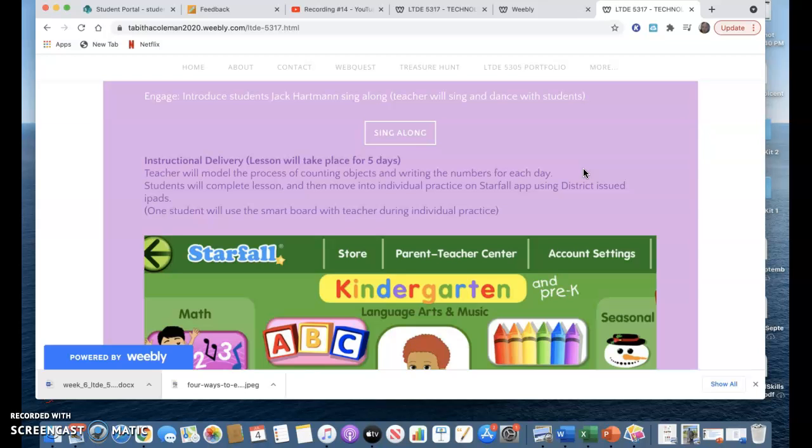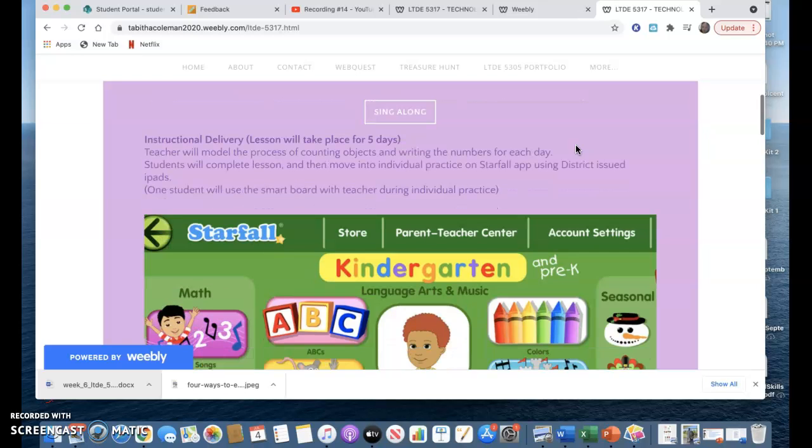Like I said, we add a lot of songs, which is a song from Jack Hartman. If you do not know who he is, look him up. My students crave this man every day. Like they specifically asked to put him on.